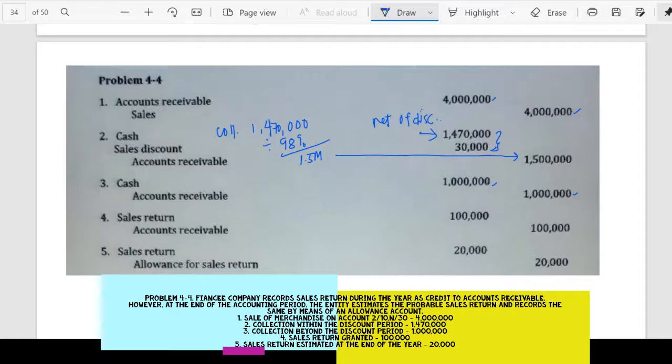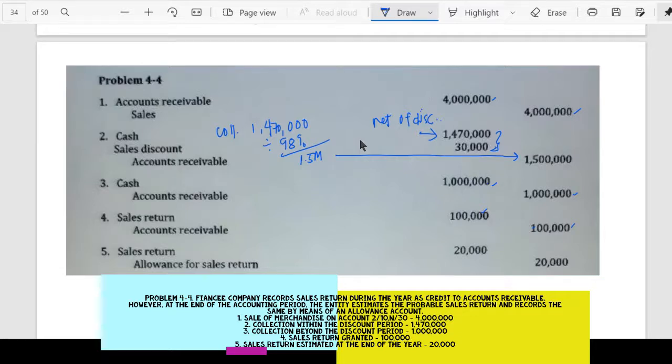Question number 4, there's a granted sales return. So we granted our customer a return. So debit sales return and credit accounts receivable. So this is the pro forma entry if there's a sales return.